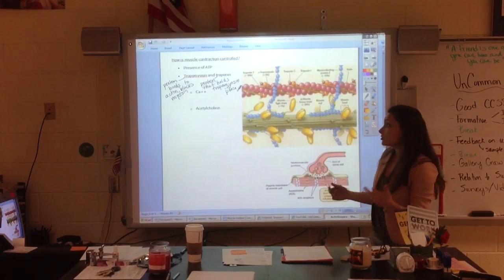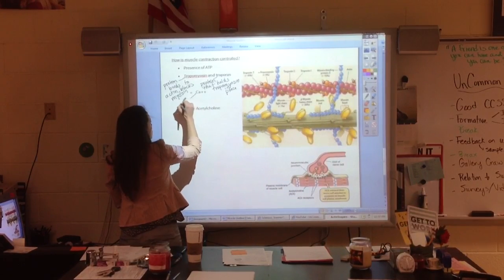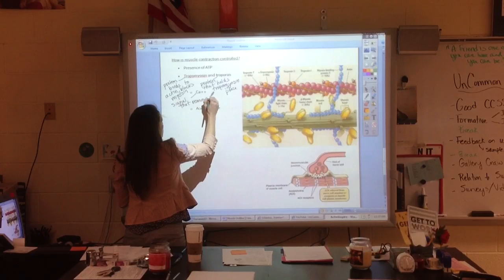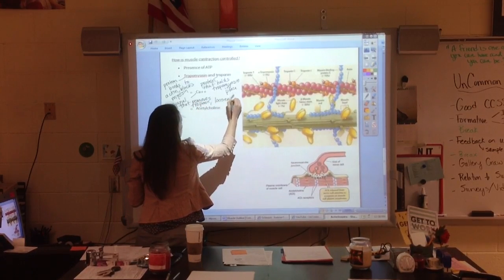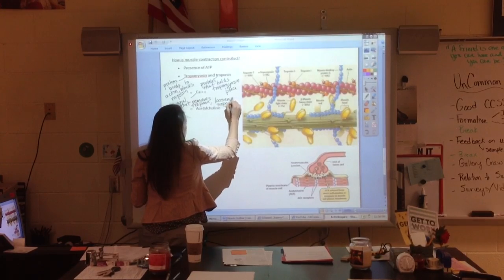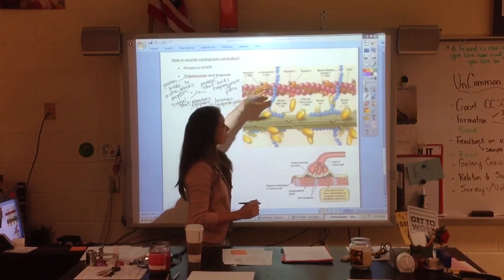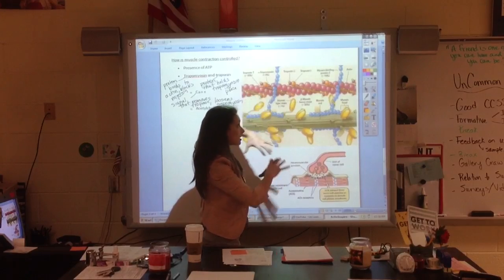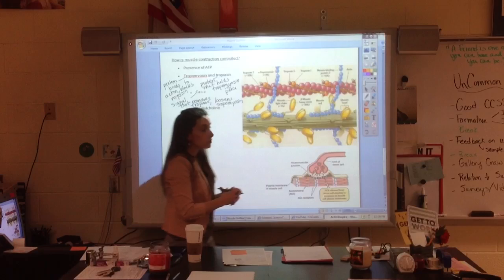If we want the muscle to contract, we need a signal. The signal here is actually calcium. Calcium is going to be a signal that removes troponin and loosens tropomyosin. So when we're ready for the muscle to contract, calcium is released. Calcium binds to troponin, removes troponin. Tropomyosin is loosened, and the myosin can now bind and perform the sliding filament.